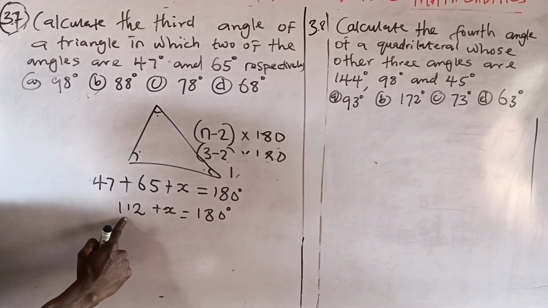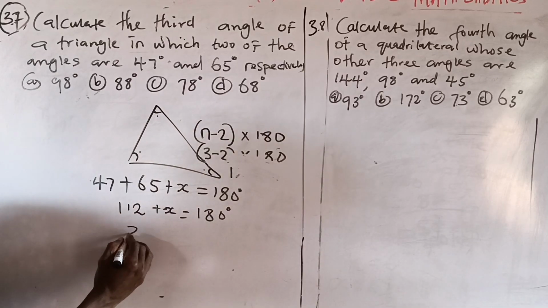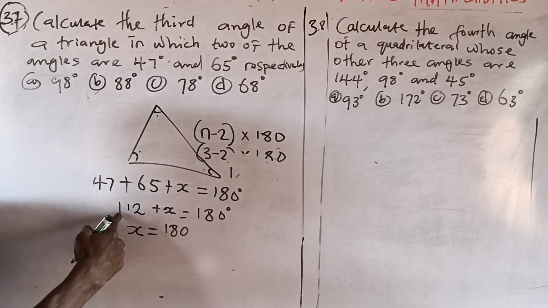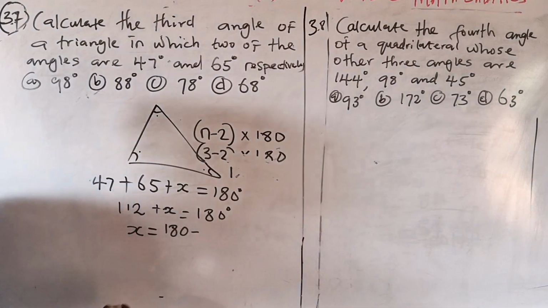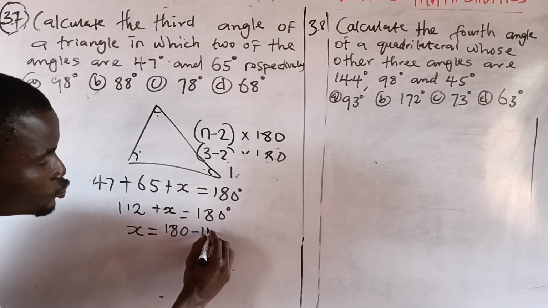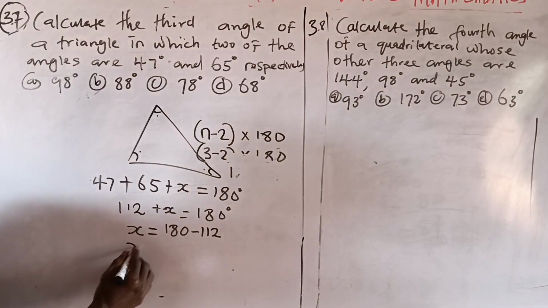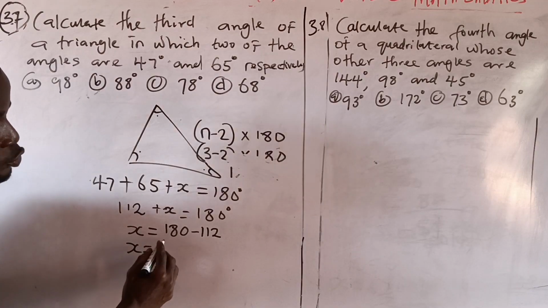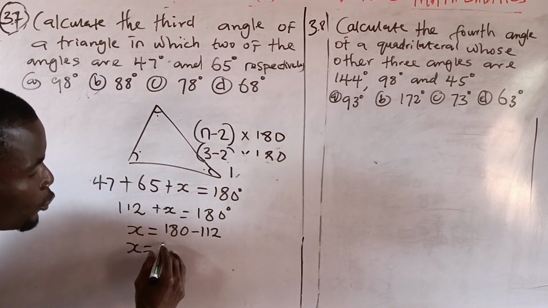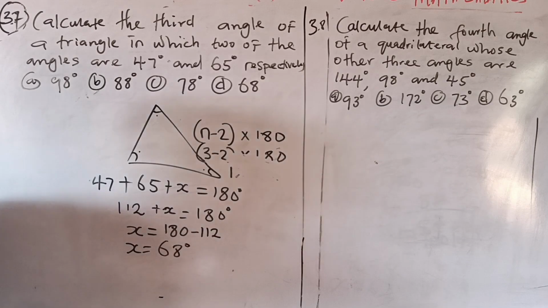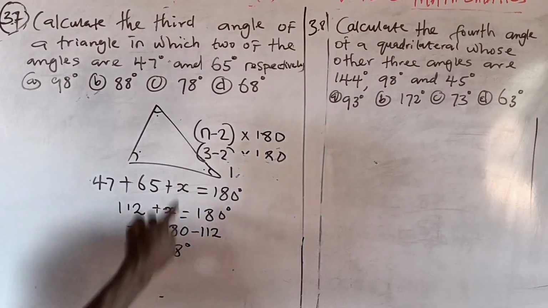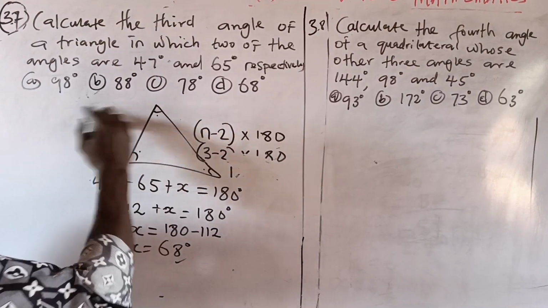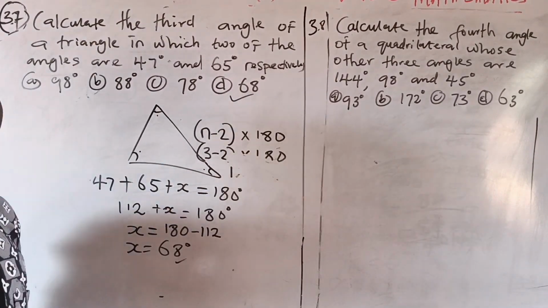So we are taking this 112 to the other side. We are left with s equals 180 minus, because it has a positive sign, once you cross to the other side, it becomes negative. So we have minus 112. So s equals 180 minus 112. What do you have? We have 68 degrees. So our answer, the third angle, is 68 degrees. Now let's check the options. Option D is the correct answer.